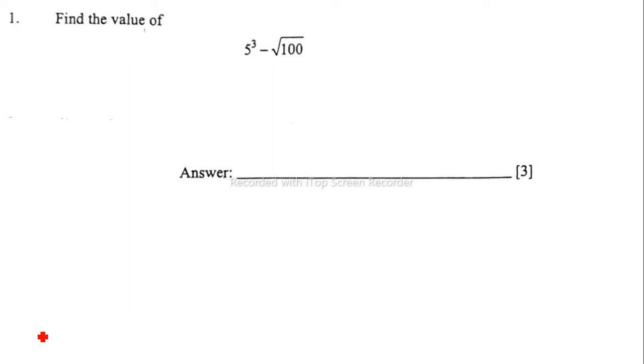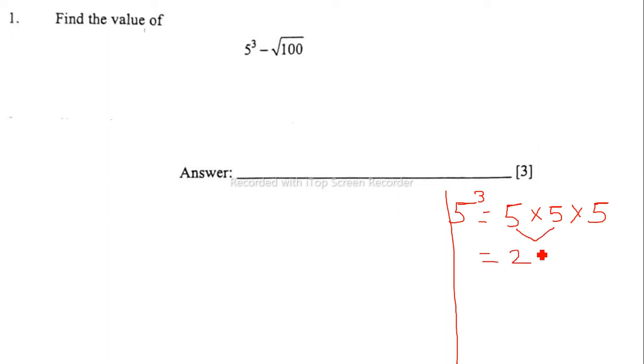All right, so any ideas on how to do that? You want to find what 5 cubed is first, then find the square root of 100, then subtract. Okay, so let's do that. What is 5 cubed? 125. So 5 cubed means we write 5 three times, so it's 5 times 5 times 5. We know that 5 times 5 is 25, times 5, and 25 times 5 is 125.